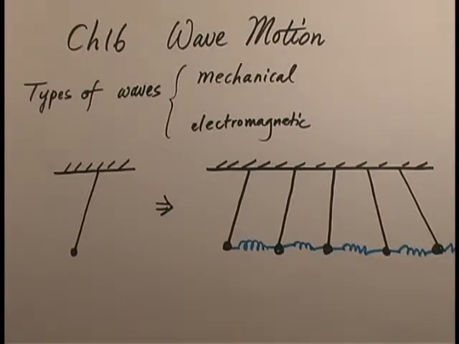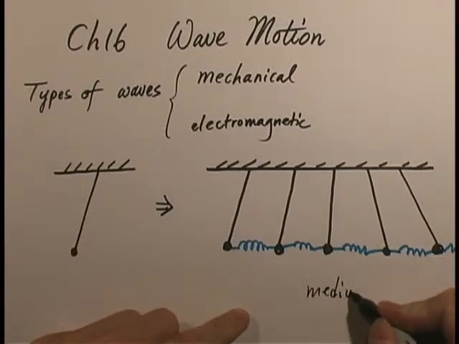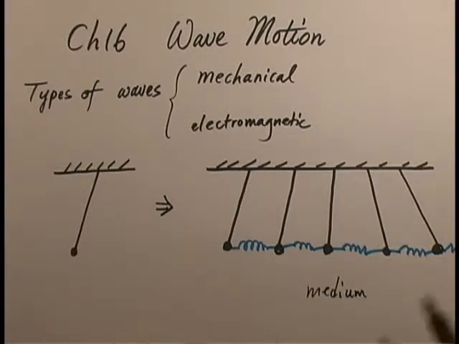So what you have here is a collection of oscillators, not just a single oscillator. You have a whole bunch of these oscillators. We have this collection of oscillators, and we give it a name. We call it a medium. A medium can be air, water, whatever. In this case, the medium is a whole bunch of oscillators.